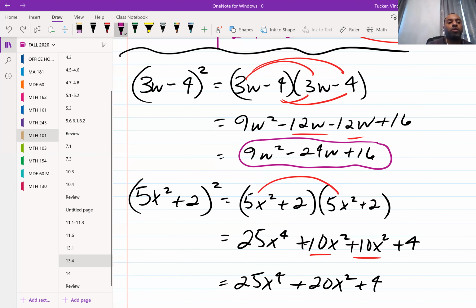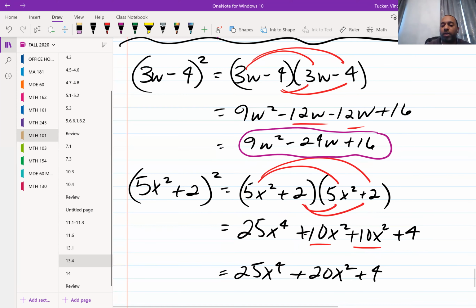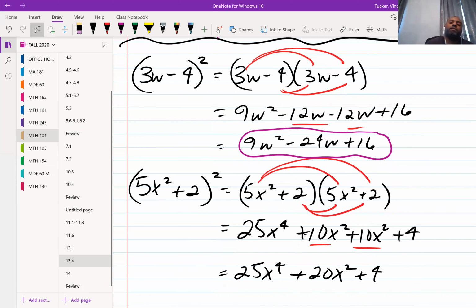So from there, you go ahead and distribute 5x squared, then distribute 2 into the next set of parentheses. 5x squared times 5x squared is 25x to the 4th. 5x squared times 2 is 10x squared. 2 times 5x squared is 10x squared, and then 2 times 2 is 4. Finish it off by combining your like terms in the middle. And that'll be 25x to the 4th plus 20x squared plus 4.